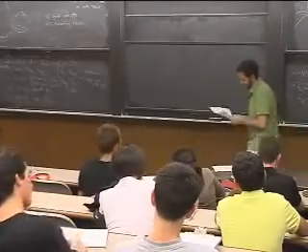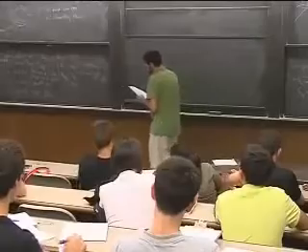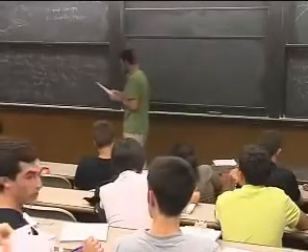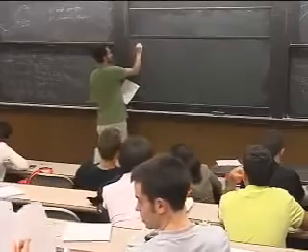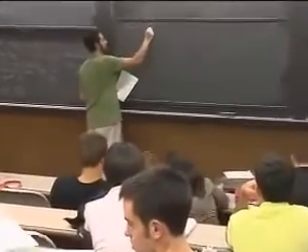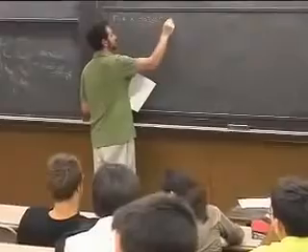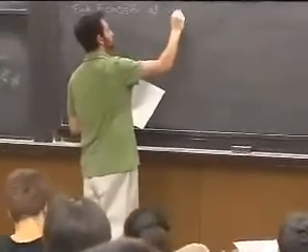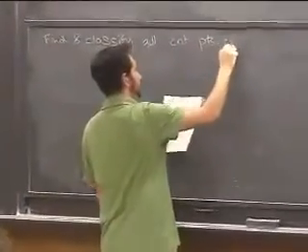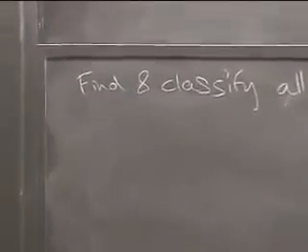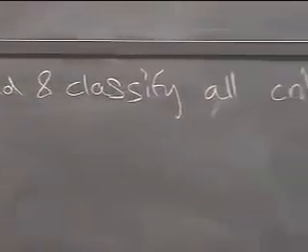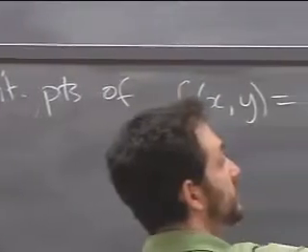This is from, where is this from? Yes, midterm of spring 2003. It says find and classify the critical points of this function. All critical points of f of x,y equals x times y times e to the minus (x squared plus y squared) over 2.